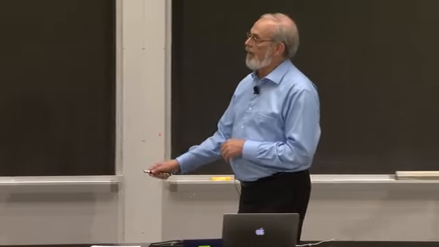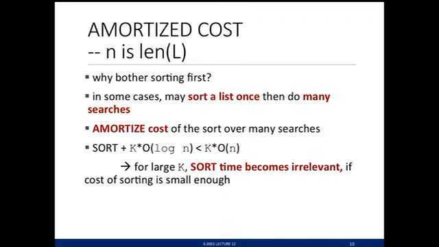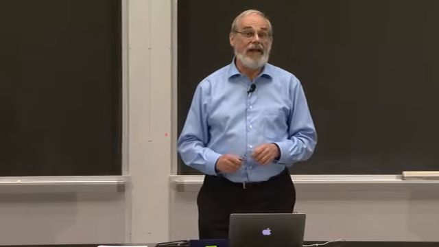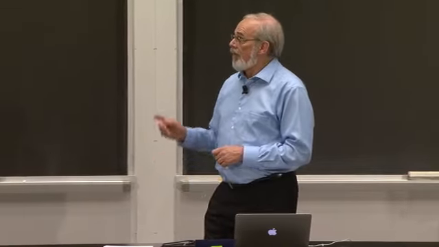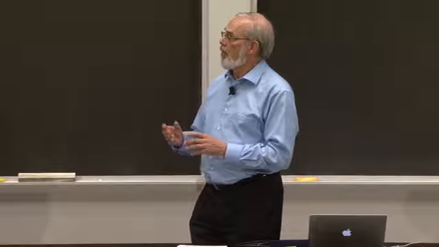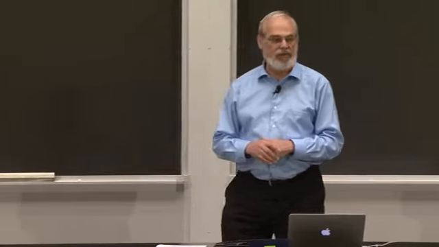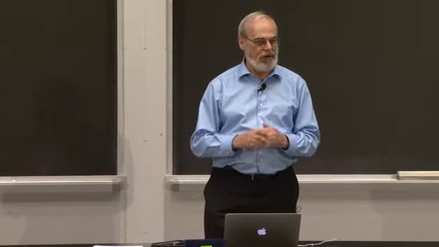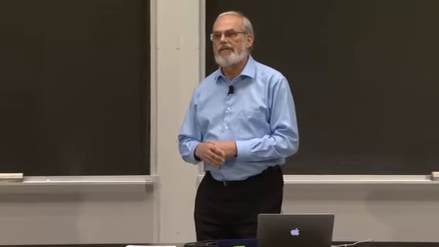Now what I want to know is, if I'm going to do k searches, the cost of those k searches is going to be k log n, because it's log n to do each search. I simply need to know: is the cost of sorting plus this less than k searches using linear search? And the answer is yes. For large k's, there are ways to do the sort where the sort time becomes irrelevant, and the cost is really dominated by the search.